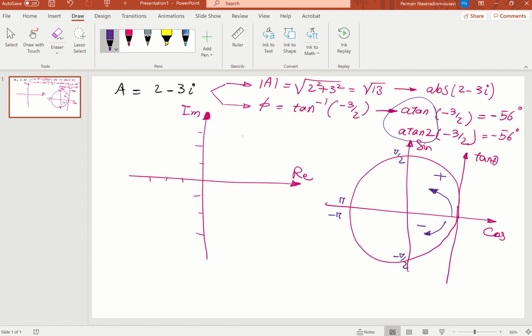But when you type atan or arctangent as we did, I'm going to do it again in MATLAB, you get minus 56 because the number is 2 minus 3i. Its real part is 2, this one, and this is minus 3. So see that here is minus 56. Here is positive, here is negative.